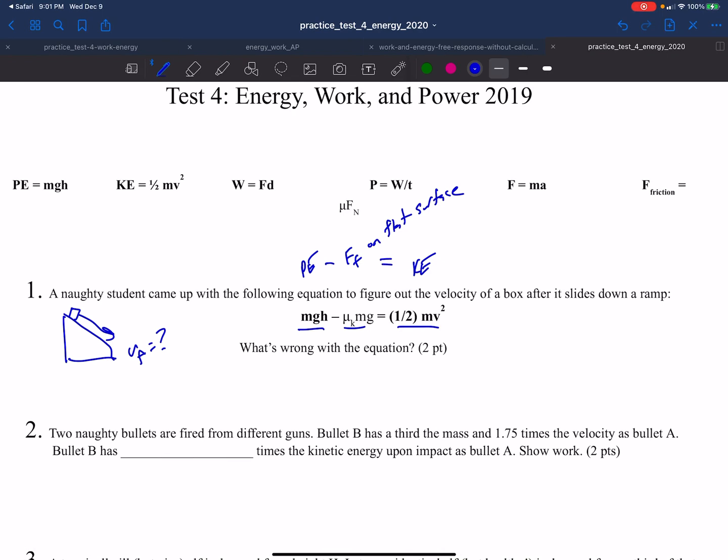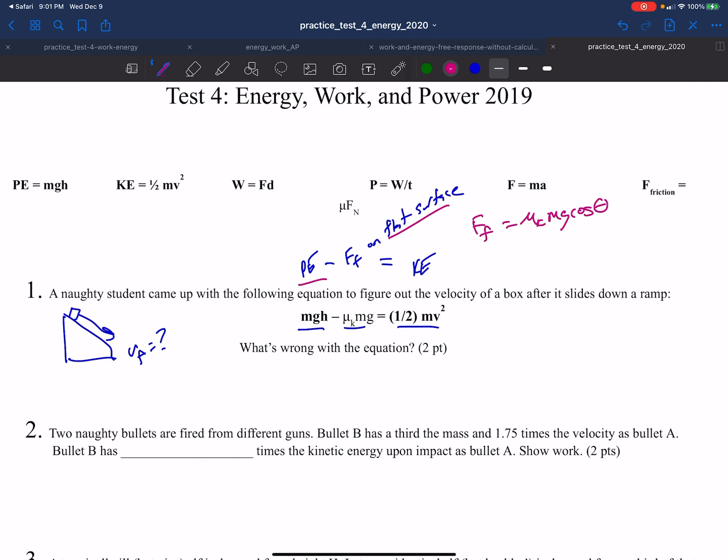So there are a couple things wrong here. Let's just start with the obvious. This is not a flat surface. This is a ramp. So the force of friction on a ramp is mu sub k mg cos theta. So that's the first thing that's wrong with this problem. However, that's not the only thing that's wrong with this problem.